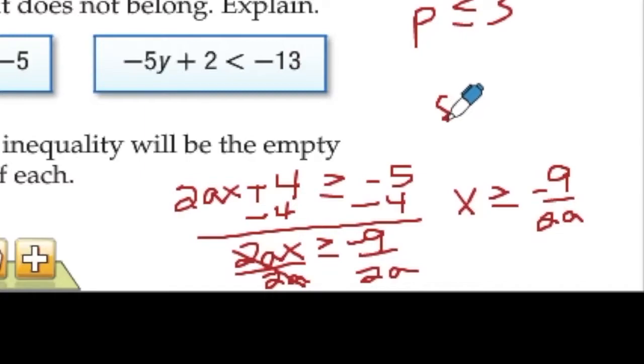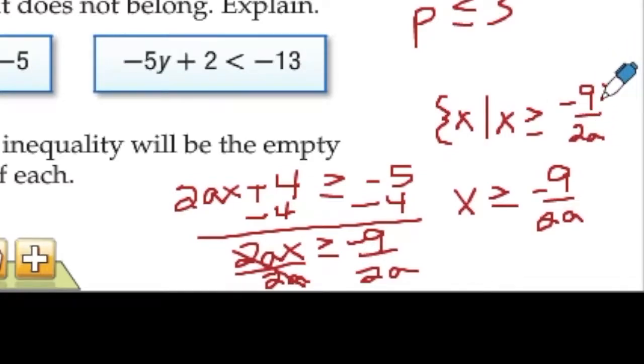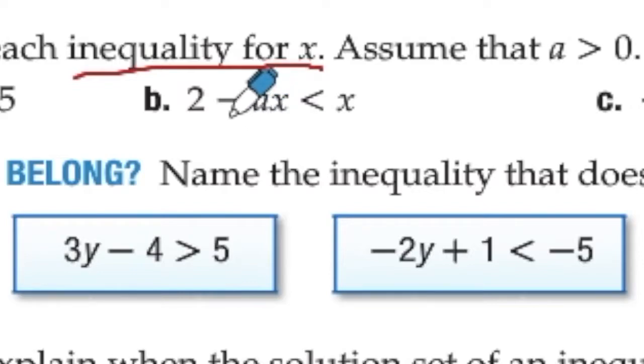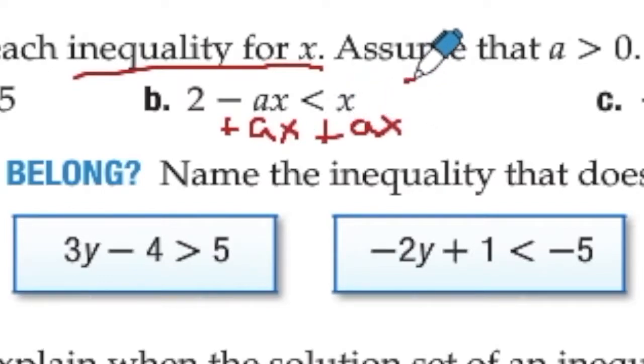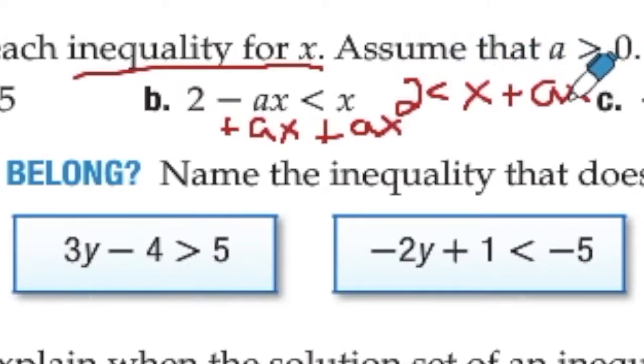In solution set notation, that would be x such that x is greater than or equal to negative 9 over 2a. In letter B, I'm going to start by getting the x's to the same side and adding ax to both sides. So what I have is 2 is less than x plus ax. Now since the x and the ax both have an x in common, I'm going to do a reverse distributive property, or I'm going to factor out the x, and what I'll have left is 1 plus a.